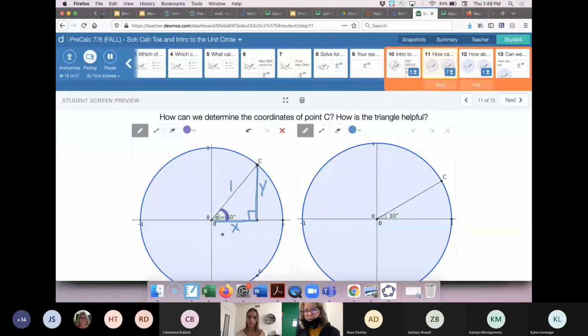Have any thoughts about how that could help us find X and Y? Could we use sine there too? What if I was using sine? What would that help me find? Cameron, say it again. Side Y. Okay, thank you.